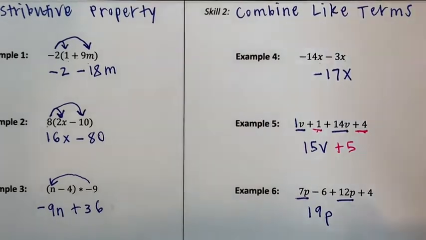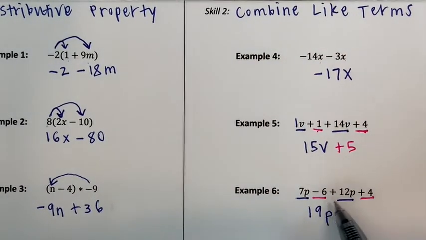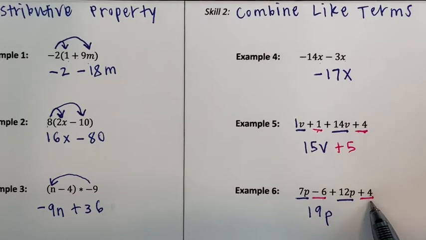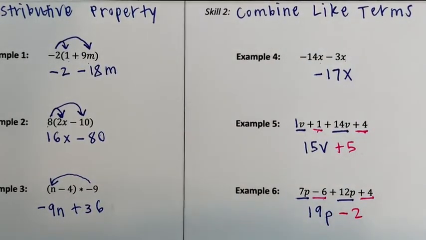Now I'll take a look at my constants. -6 and a positive 4. Again, be very careful. You have to keep the sign that you see in front of the number. So I'm doing -6 plus 4, which gives me a -2.